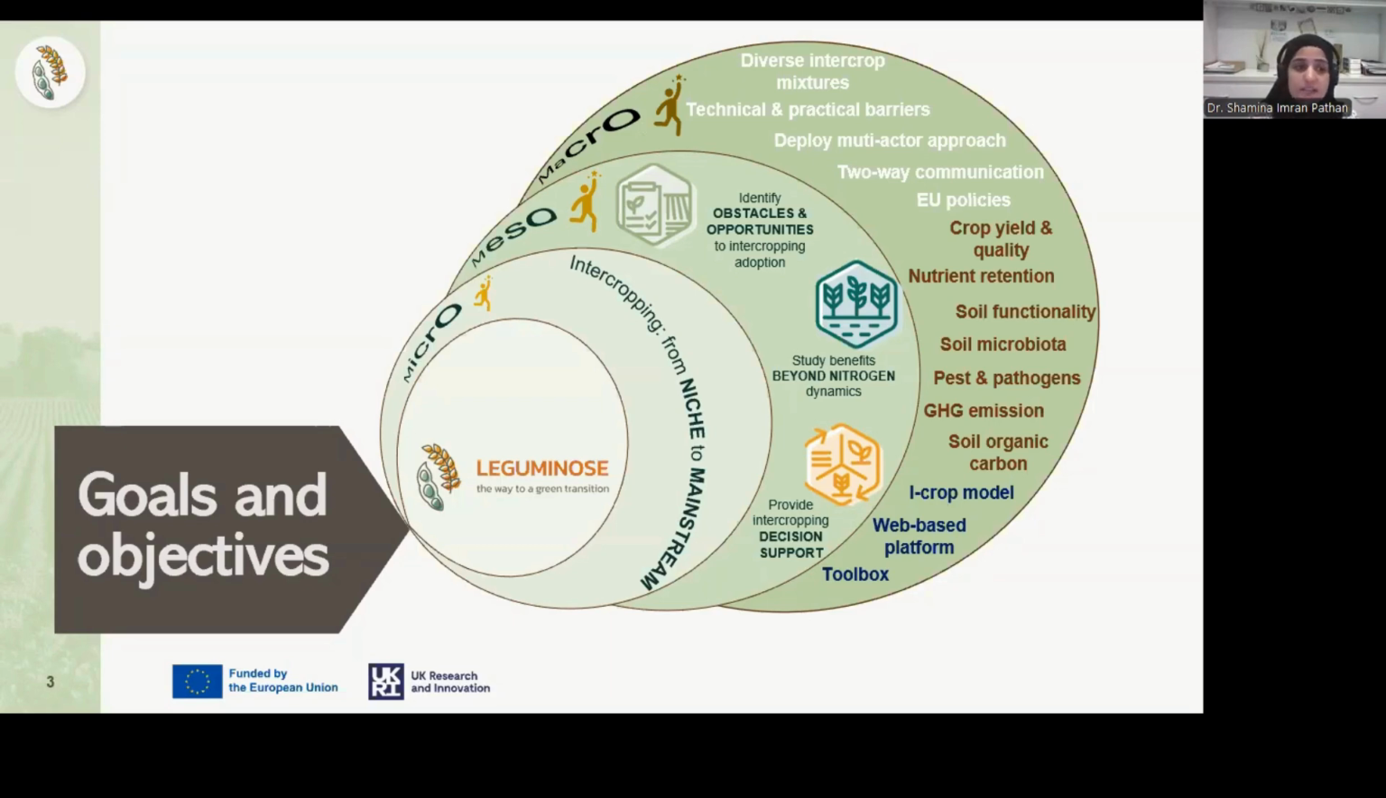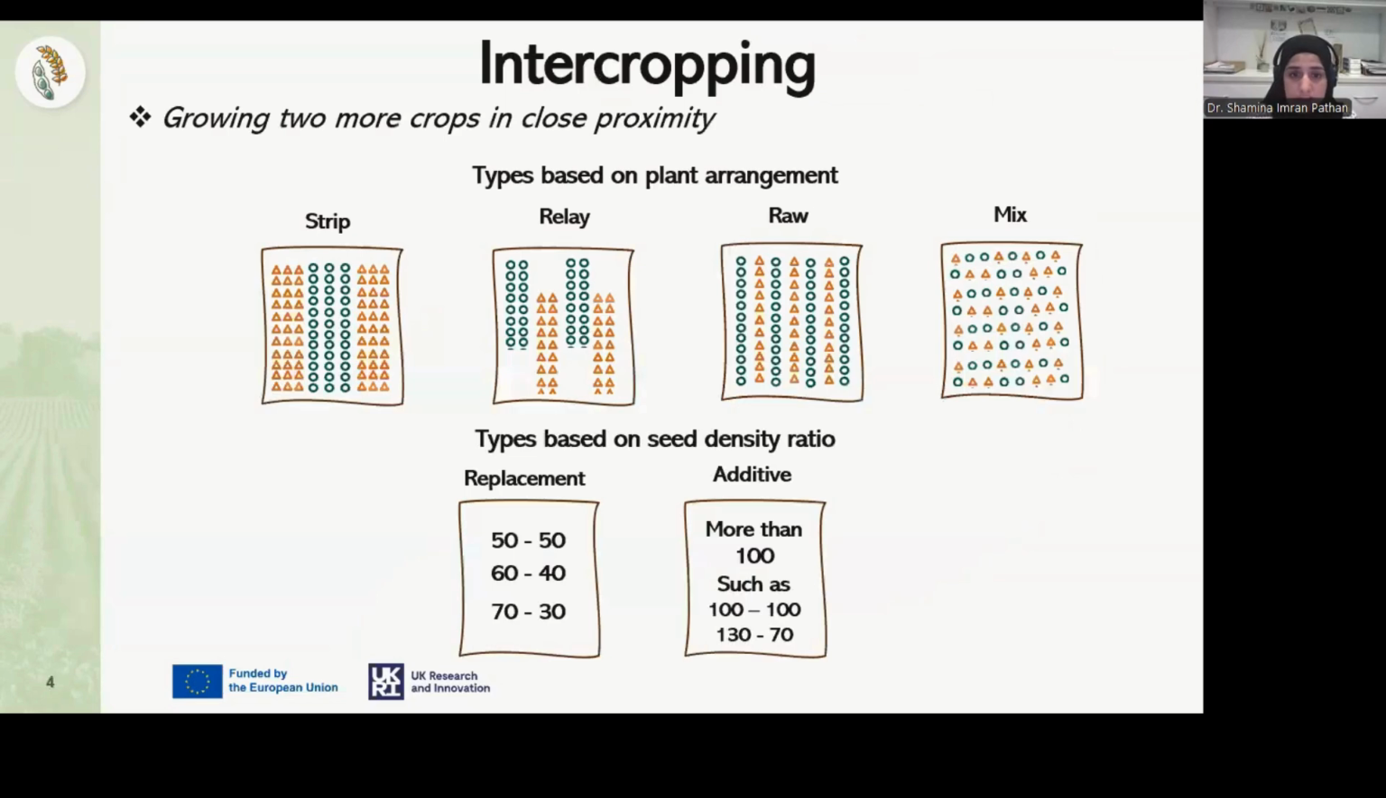EU policies on intercropping. Then, what is the impact of intercropping on crop yield, quality, and nutrient retention. Also, we are focusing on the soil part, so how it can influence soil functionality, soil microbiota, pest and pathogens, greenhouse gas emissions, and soil organic carbon matter, and then this decision support tool and the model. So these are the objectives of our project.